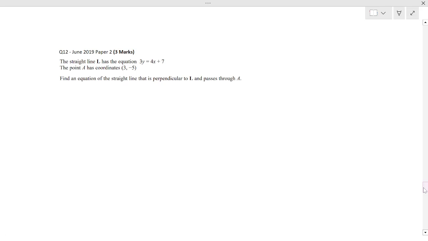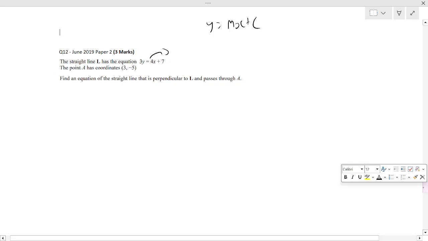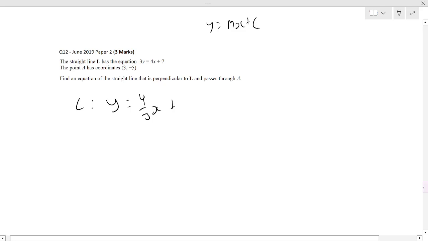We are given a straight line and a point. We need to find an equation that's perpendicular to L and passes through A. Perpendicular, you remember, means the gradient is a negative reciprocal. But we need the line to be in y = mx + c form for m to be the gradient. Here we have 3y = 4x + 7, so we divide by 3. That means y = 4/3 x + 7/3.